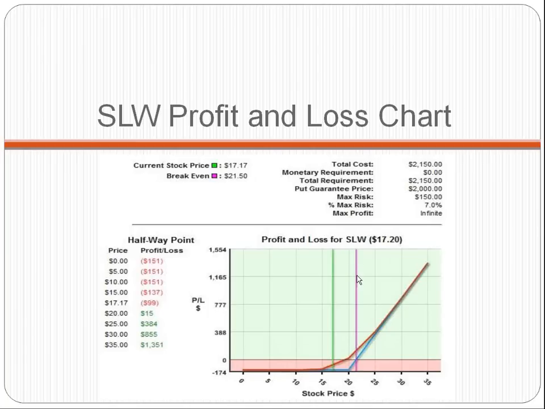This break-even line, this $21.50, where we need the stock to be trading above $21.60 in order to realize a profit, that's only true if we hold the position all the way to expiration and make no adjustments. But that's not the goal.